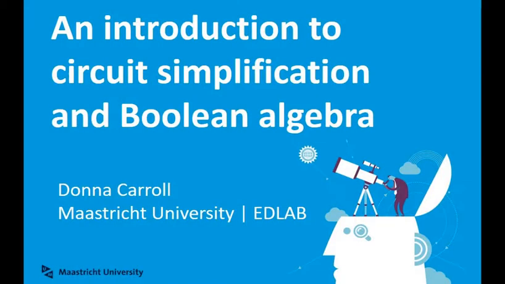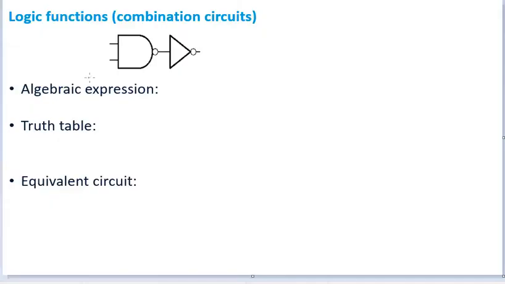Now that we've looked at individual logic gates, you need to be able to deal with combinational circuits. So this is when you have more than one logic gate together. The things that you need to be able to do are write out the algebraic expression for the gate, draw the truth table, and work out if there is an equivalent circuit.